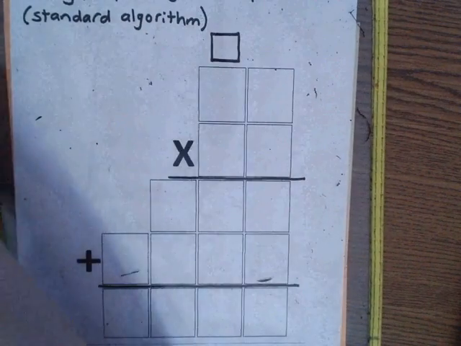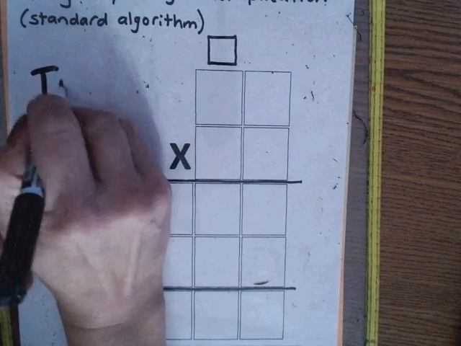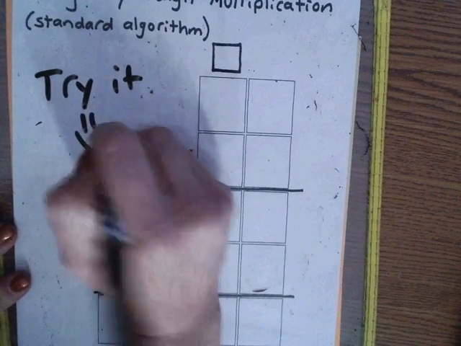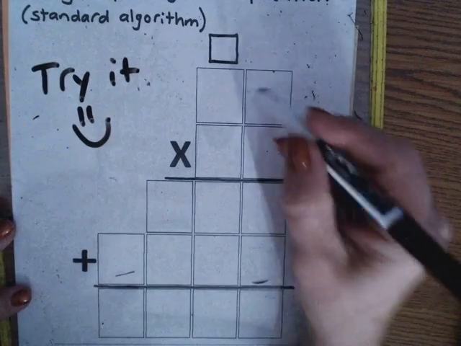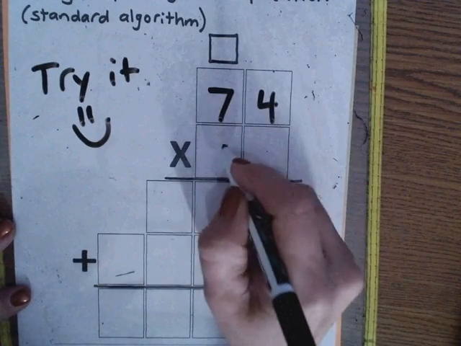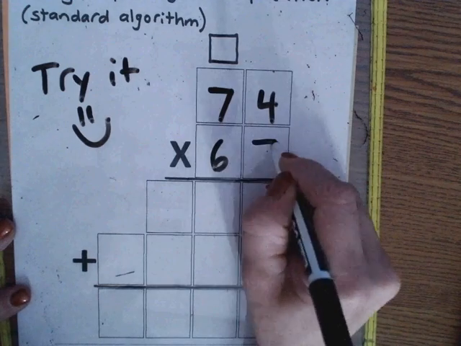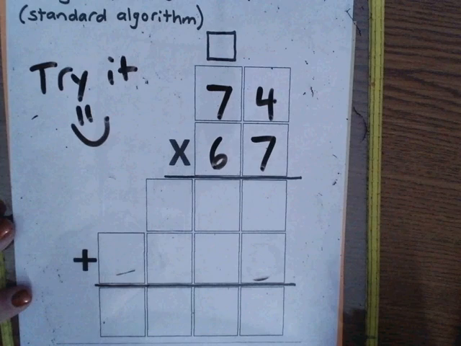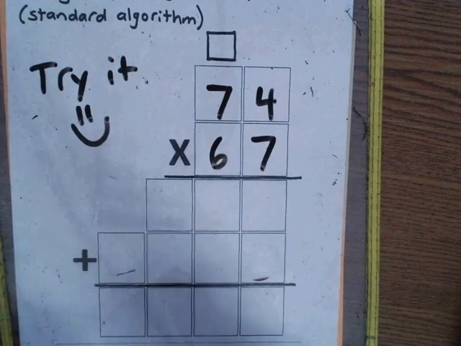Now it's your time to try it. On a separate piece of paper, I want you to jot down 74 times 67. And you can bring that into us tomorrow so that we can check it out for you.